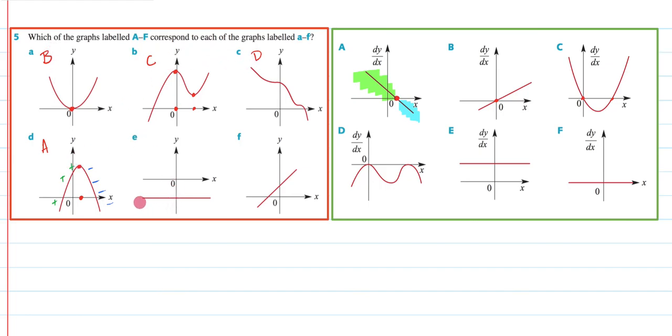This right here, well, it's just a straight line. So the gradient is going to be 0. And this one here has a gradient of 0. So it's going to be F. And then this one right here, this is continuously positive. It's only positive. Therefore, what that means is that my derivative would only exist above the x-axis. And that's going to be right there. So this is going to be E.